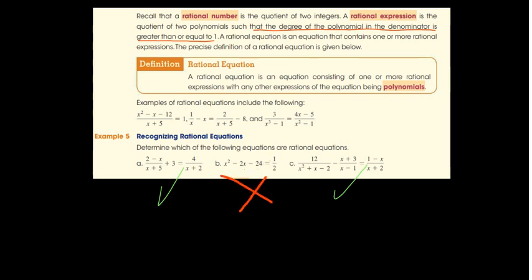Now real quick, let's see here. You can think of your own shortcuts here instead of thinking the long way. Basically, if you just have a polynomial by itself, it's not going to be a rational equation. So that's that.